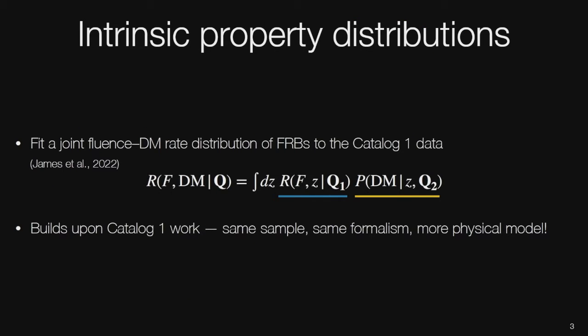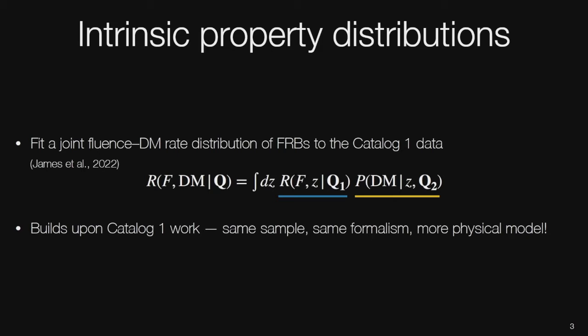As a brief aside, a lot of this builds upon the initial populations analyses we did in Catalog 1. We use the same statistical sample selection, and we also use the same formalism used to fit the model to the data. But the key difference is in the initial Catalog 1 analysis, when we fit for our fluence DM distribution, we assumed that the distributions in fluence and DM were entirely factorizable, which of course isn't particularly true as both fluence and DM encode distance information in some way. And so that's why we're using a more physically motivated model, which was developed by Clancy James et al. for their ZDM papers.